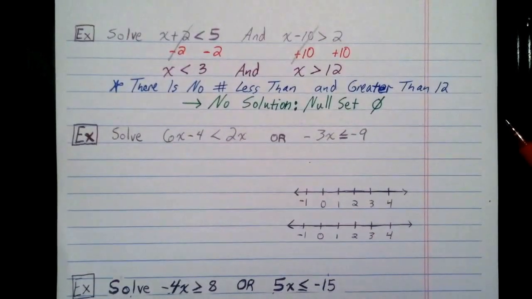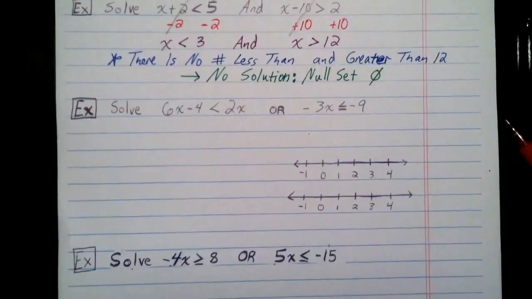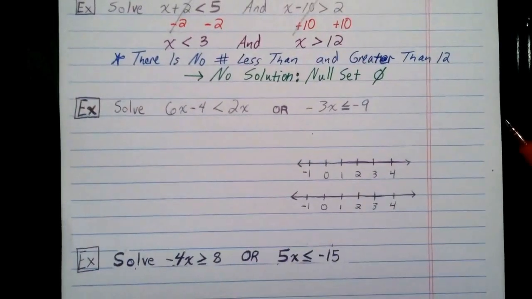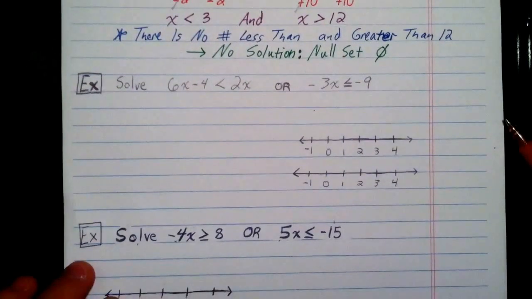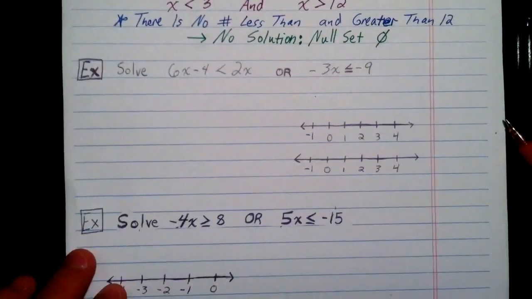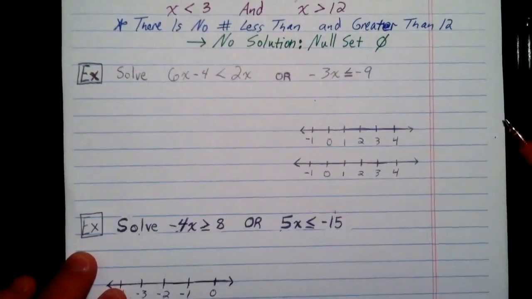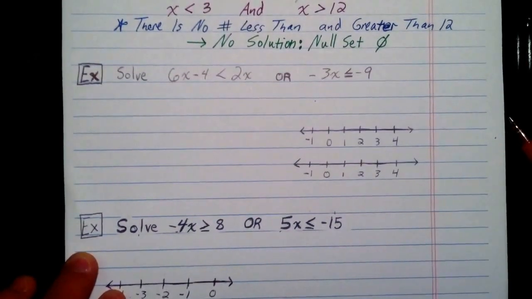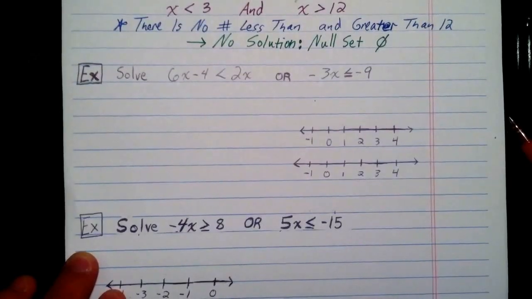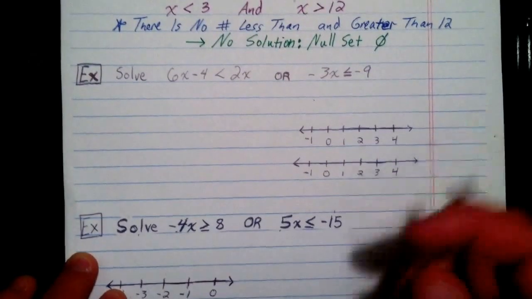Now we'll look at a couple more examples. Here we're going to look at examples involving an OR statement, a union, rather than an AND statement, which was the intersection. So let's move on to this next example. Solving the inequality 6x minus 4 is less than 2x, or negative 3x is less than or equal to negative 9. So let's start doing this.